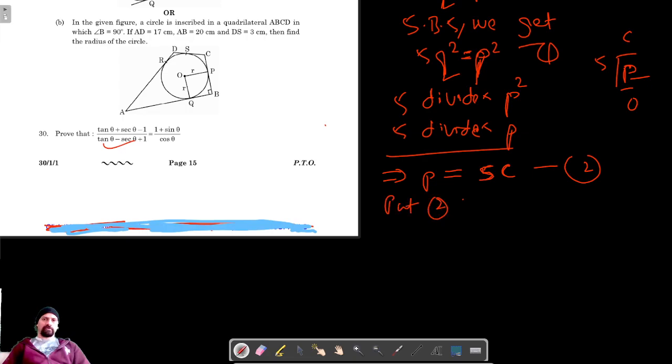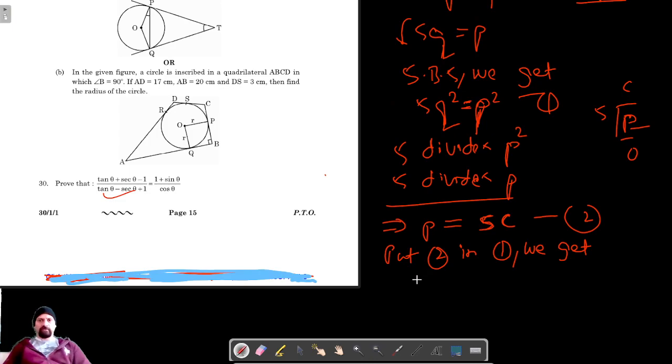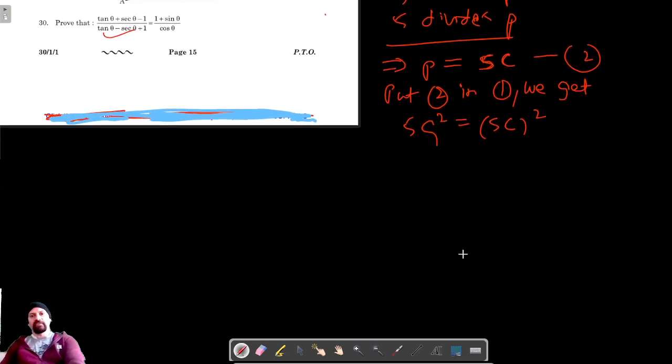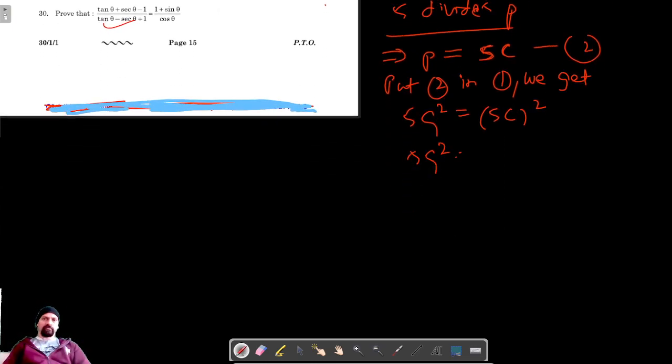And if we put the value of p from 2 in 1, we get 5q square is equal to 5c the whole square. Which means 5q square is equal to 25c square, since 5 times 5 is 25.